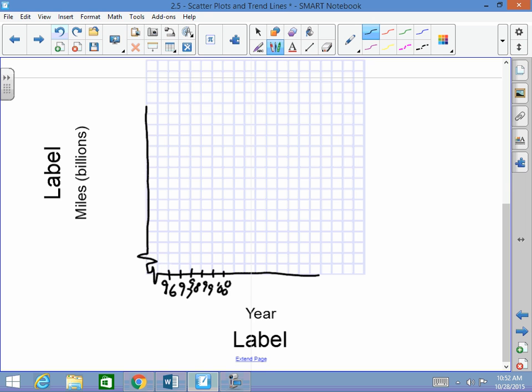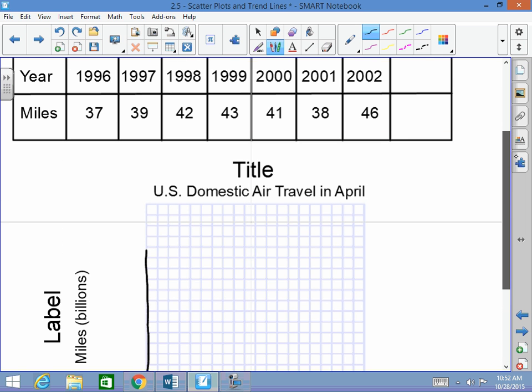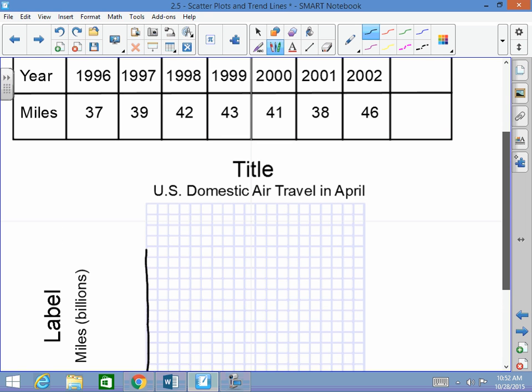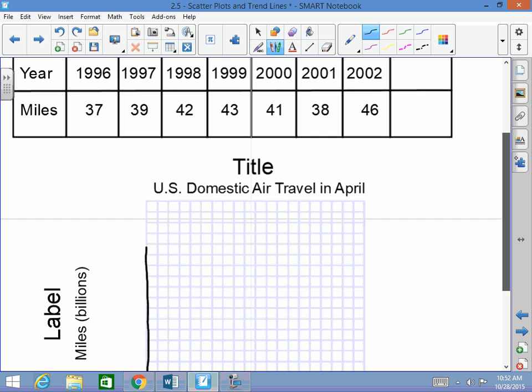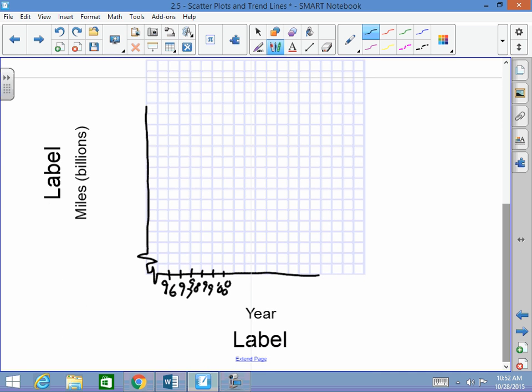Why am I going to use a line break for that one? Because I'm going from 37 to 46. So I'm going to start at 37, and then I'm going to go by ones: 37, 38, 39, 40, 41, 42, 43, 44, 45, and 46.